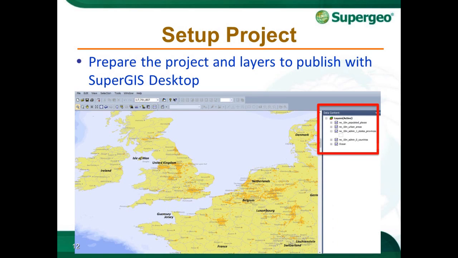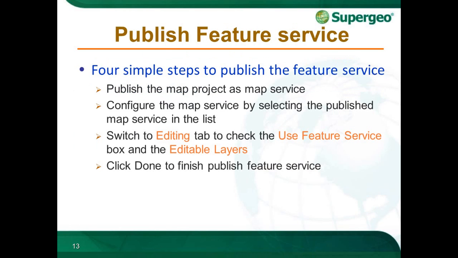So within the first part, what we're going to do is design the map, which you can see within the graph. We design the map and put in all different kinds of layers, and we make some changes to the symbology and save it as an SGD file.